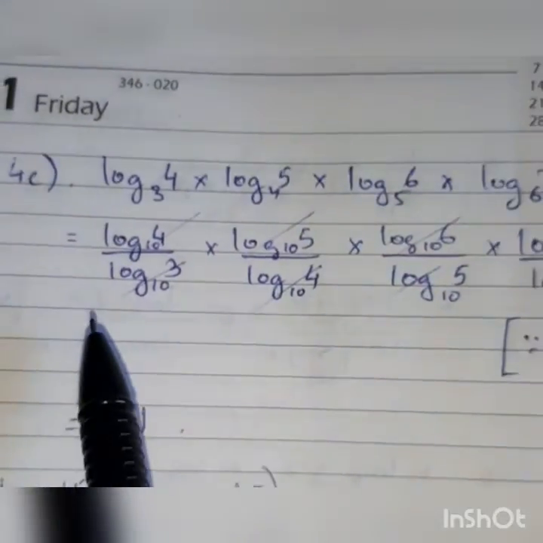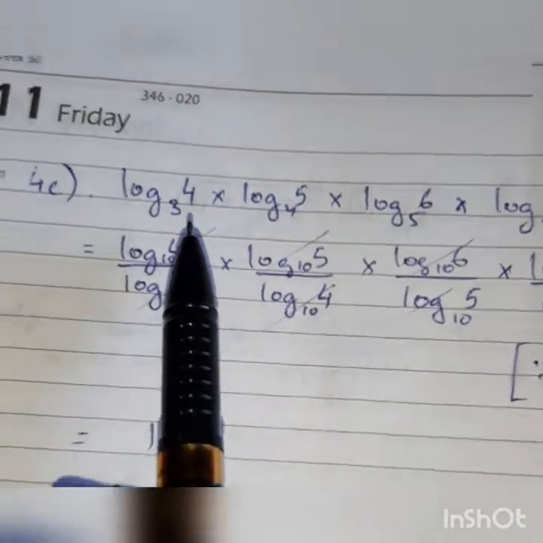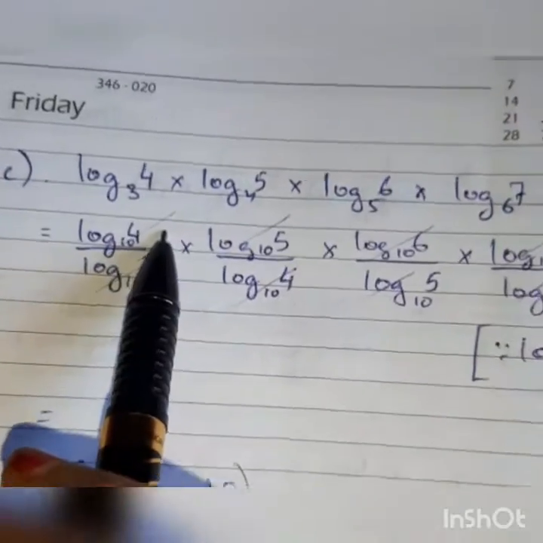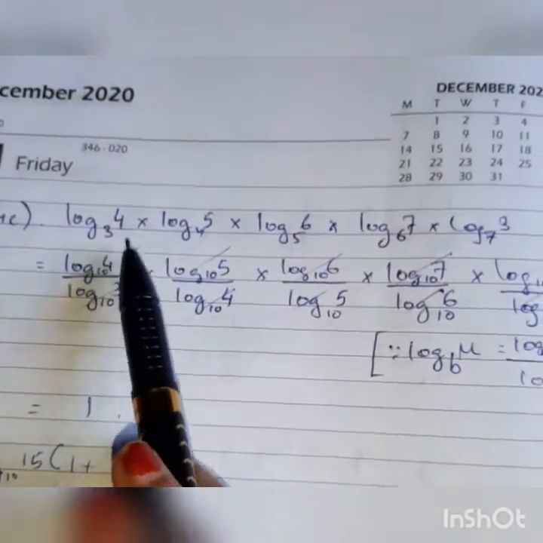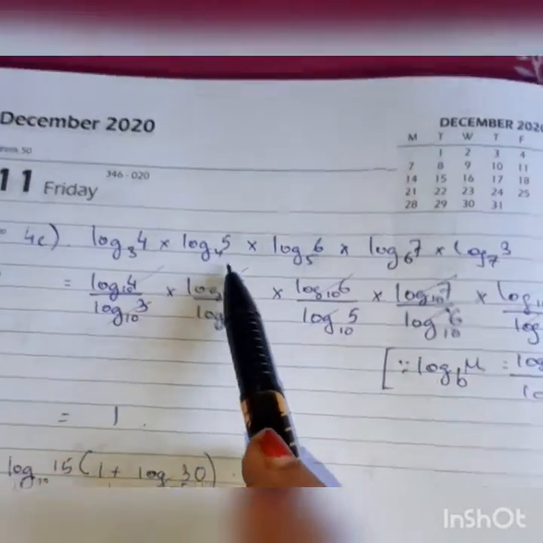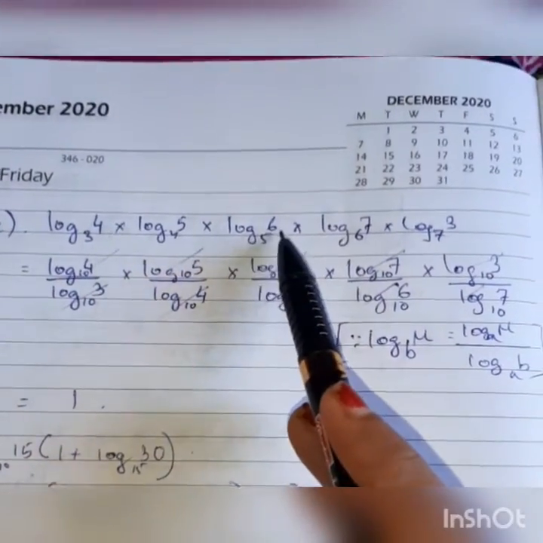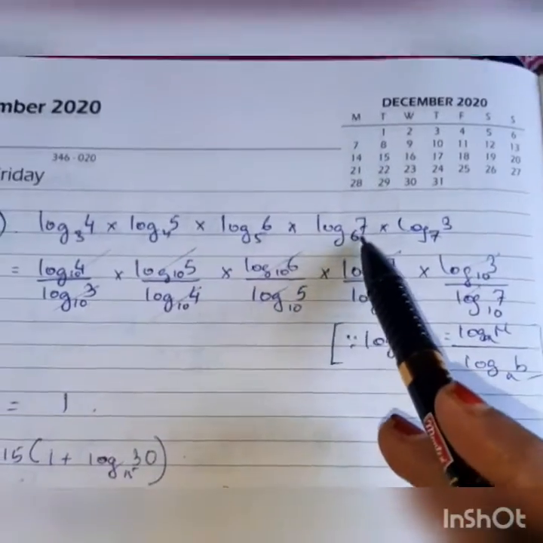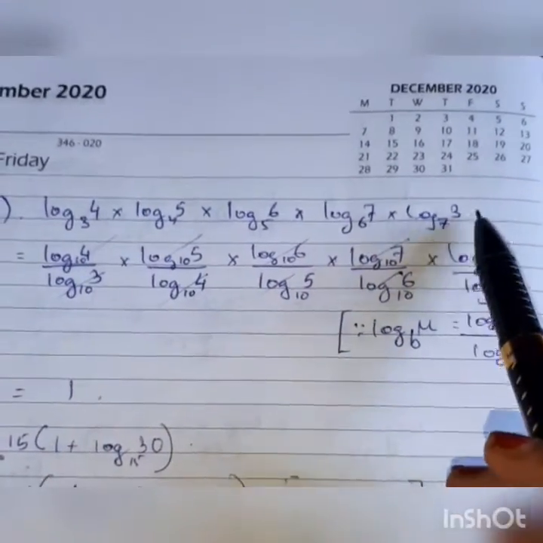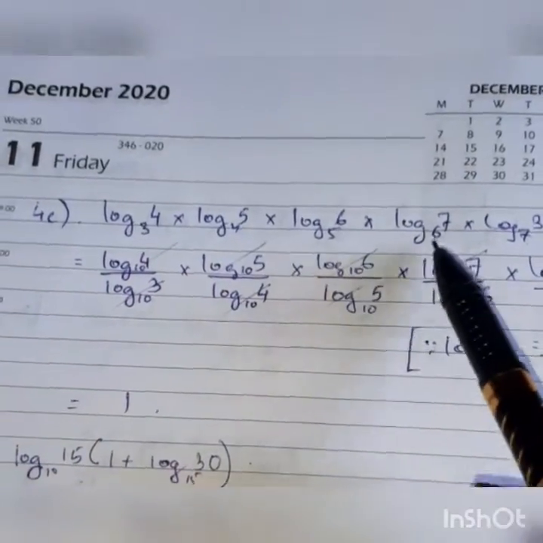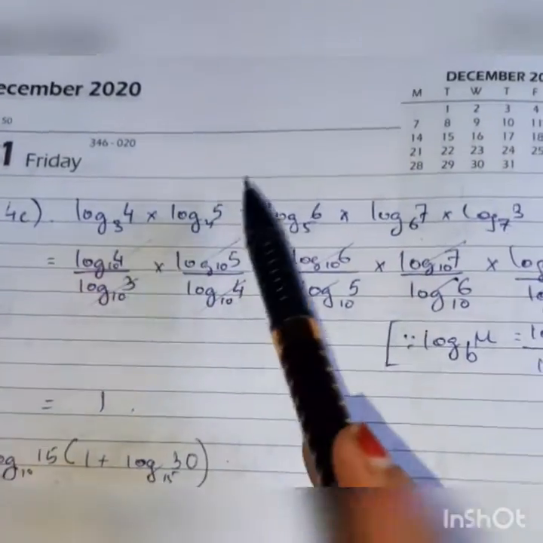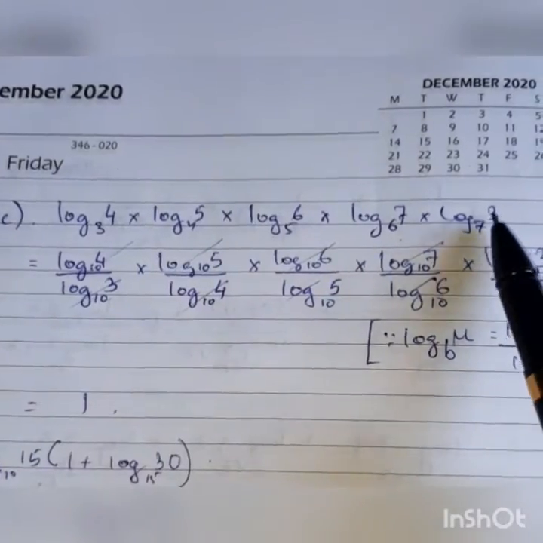Hello my dear children. So let's move on to the rest part of the exercise. Question number 4 part C. We are having log 4 to the base 3 into log 5 to the base 4 into log 6 to the base 5 into log 7 to the base 6 into log 3 to the base 7. In this question, as you can see, all the bases are different, but somehow they are matching with the ones which are given at the top.